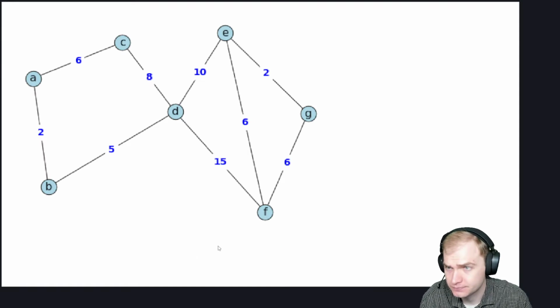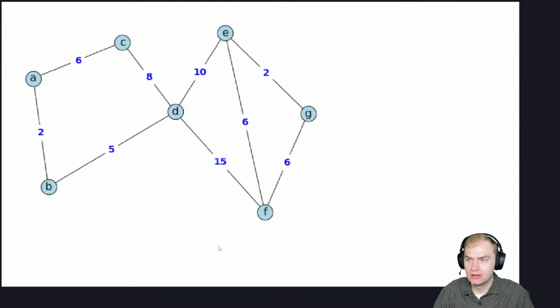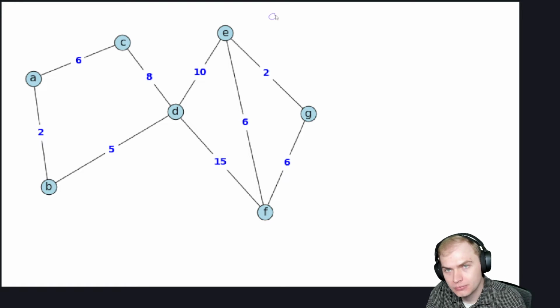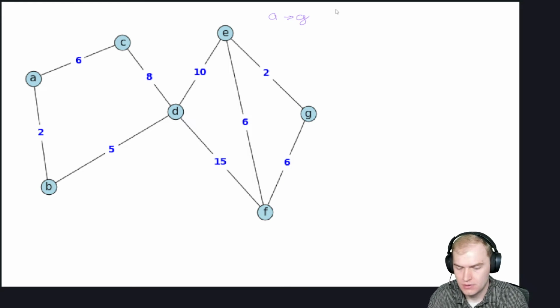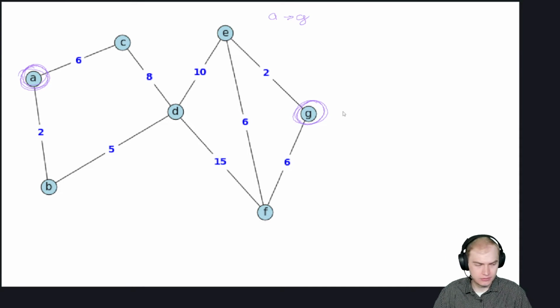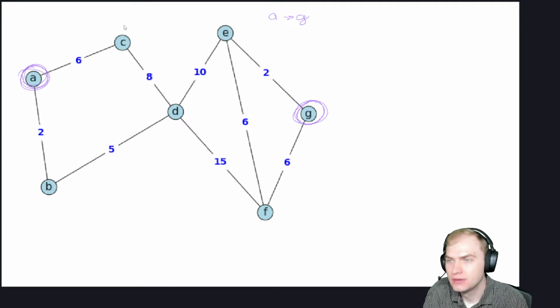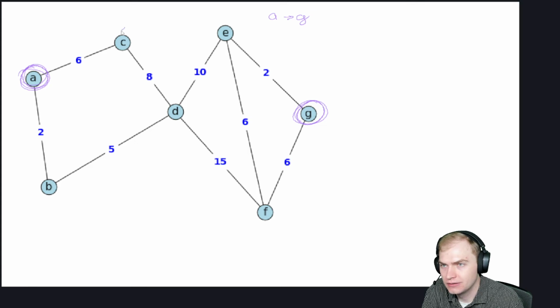So let's demonstrate this on this example. We want to go from A to G. A is our start, and G is our terminal, our source and our terminal. So the first thing we do is assign a tentative distance of infinity to every vertex.